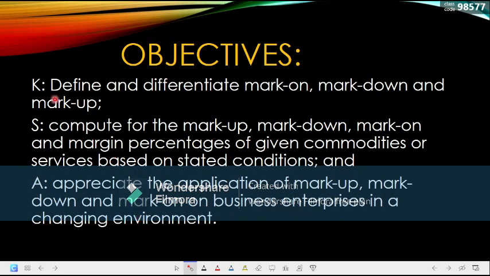Under the knowledge domain, you are expected to define and differentiate mark-on, markdown, and markup. Under the skill domain, you are expected to compute for the markup, markdown, mark-on, and margin percentages of given commodities or services based on stated conditions. And under affective domain, at the end of this video lesson, you are expected to appreciate the application of markup, markdown, and mark-on on business enterprises in a changing environment.